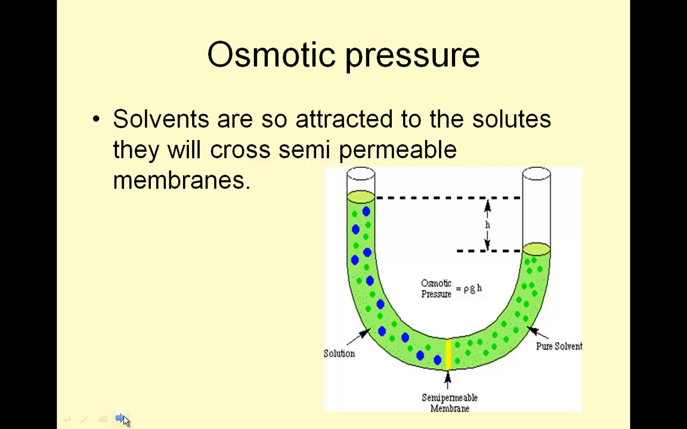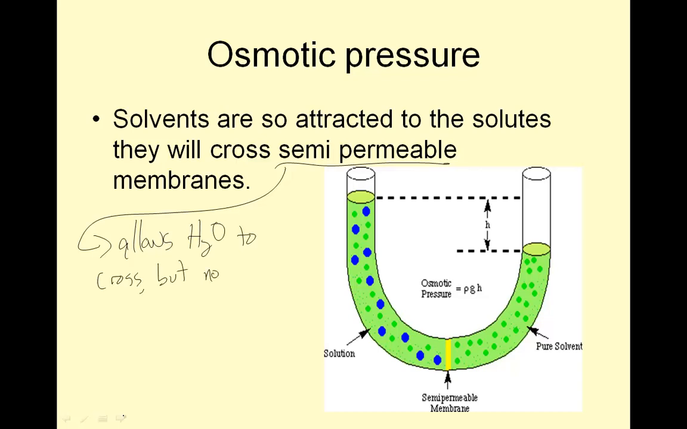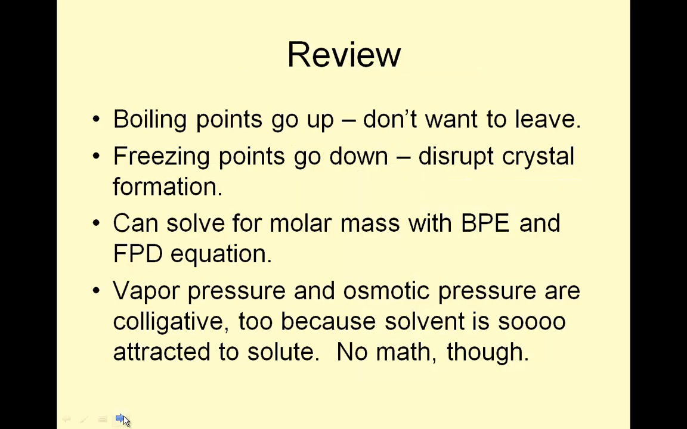Osmotic pressure. Solvents are so attracted to the solutes they will cross semi-permeable membranes. A semi-permeable membrane is something that allows water to cross, but not ions. Remember, ions are so attractive, right? So these are your ions. They're so attractive that there's a force of attraction that pulls water in there. Beware the force. And that force can be calculated, although we don't calculate the pressure, by looking at the difference in the height of the tube. So that's osmotic pressure.